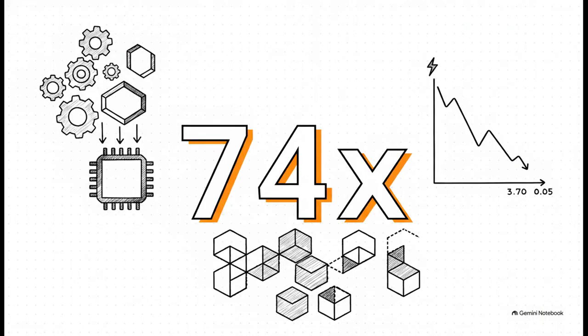That is an astonishing 74 times reduction in computational energy. By engineering hardware that inherently knows exactly how and exactly when to halt geometrically, the energy cost per operation plummets from 3.70 down to an almost invisible 0.05. It's a completely game-changing leap forward for processing efficiency.